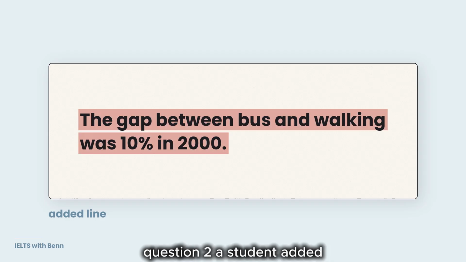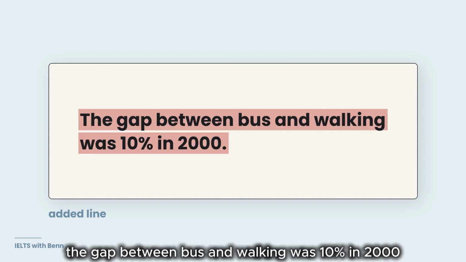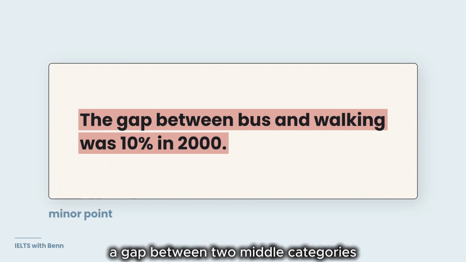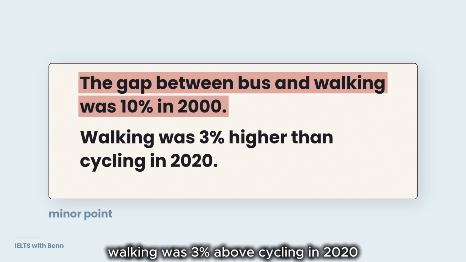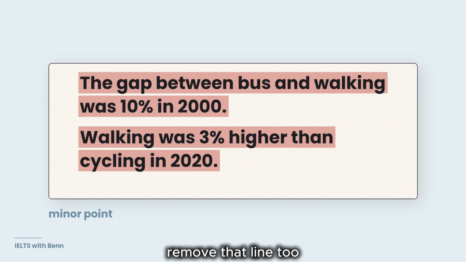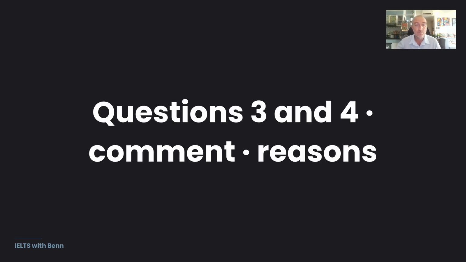Question 2. A student added, the gap between bus and walking was 10% in 2000. A gap between two middle categories, a minor point. Remove it. Another minor point. Walking was 3% above cycling in 2020. Remove that line too. 2 questions left.